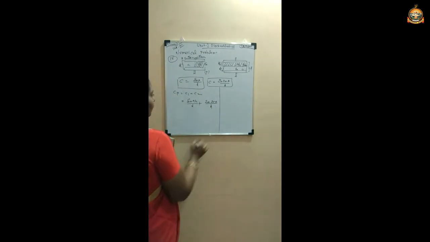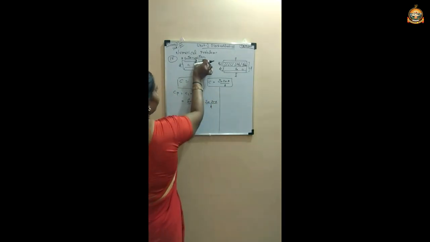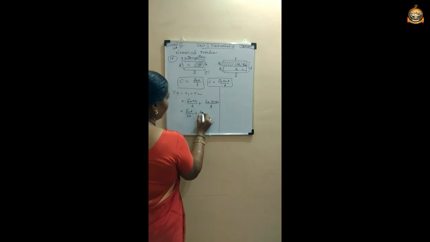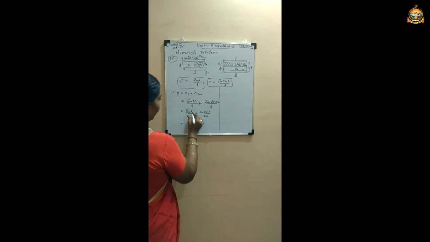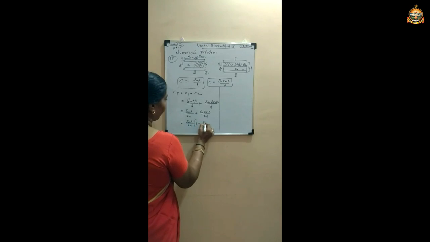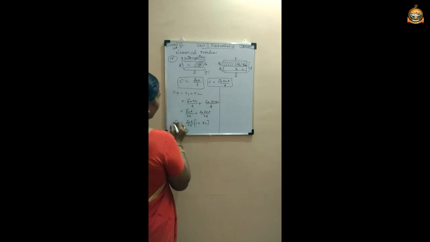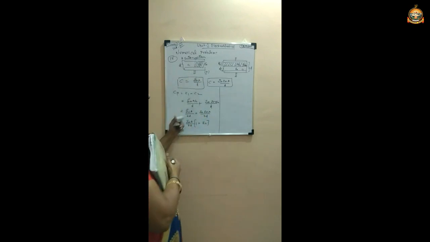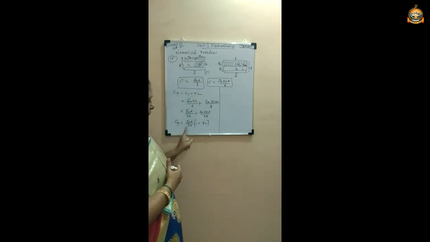Okay. See here, what is the area here? A by 2. Therefore the above equation becomes epsilon naught A divided by 2D plus epsilon naught epsilon r A divided by 2D. Epsilon naught A by 2D is constant now. Take it out, 1 plus epsilon r. This is the capacitance of this parallel plate capacitor.